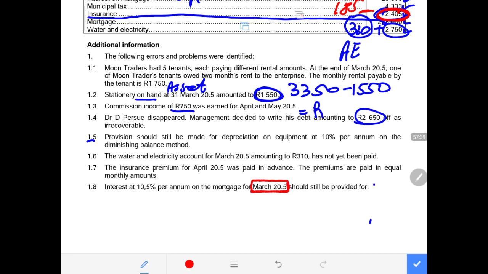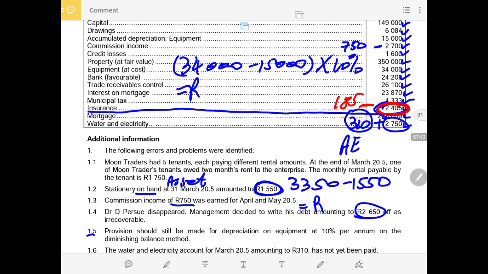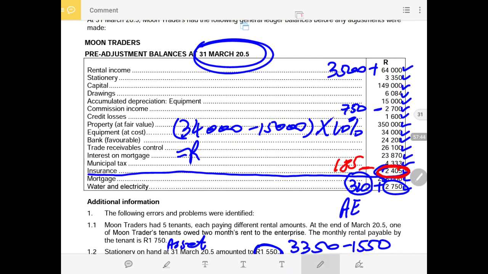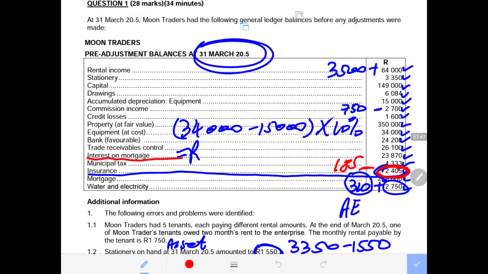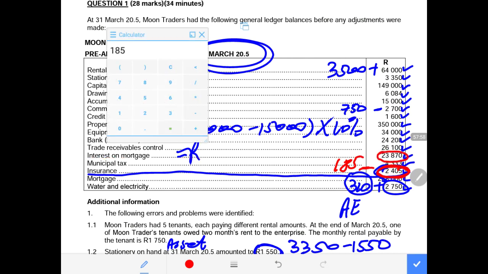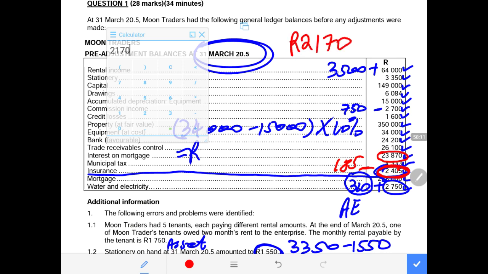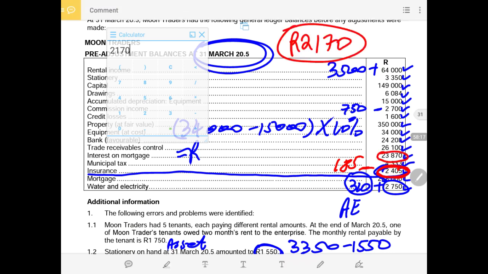That means the interest on the mortgage loan that we see in the trial balance is the interest that is paid only for 11 months. The interest on the mortgage loan, we see it there, it is 23,870. That means this amount of interest is for 11 months. Let me prove it to you. 23,870 divided by 11. How much do we get? 2,170. That means interest per month is 2,170. So now if we have not paid for the month of March, this is the amount of interest that is accrued. Let me prove it to you.